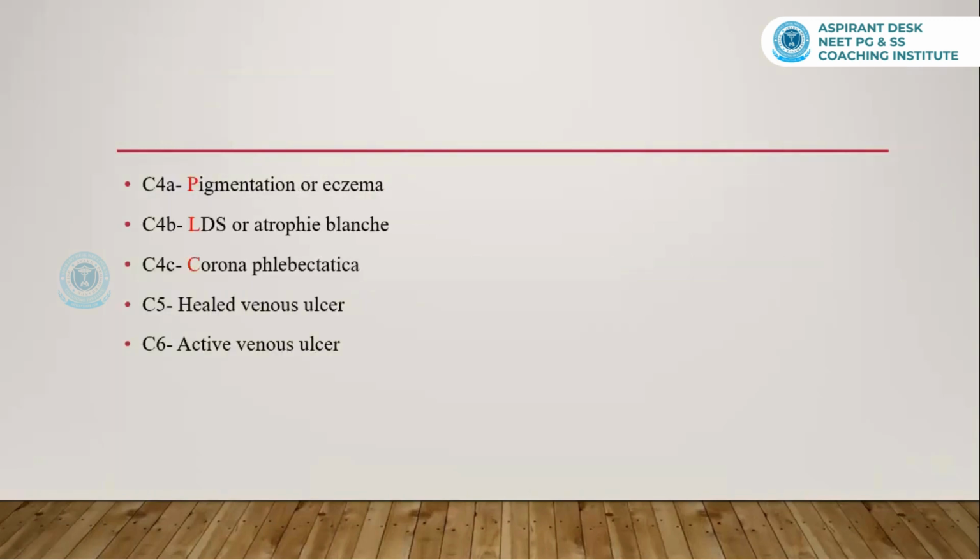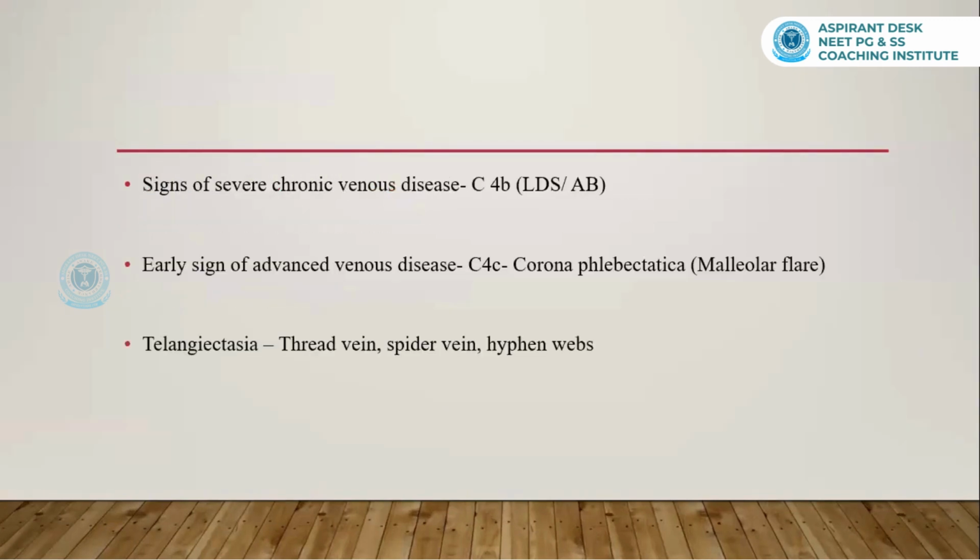Lipodermatosclerosis and/or atrophie blanche. So C4B is signs of severe chronic venous disease. And C4C, corona phlebectatica or malleolar flare, is an early sign of advanced venous disease.